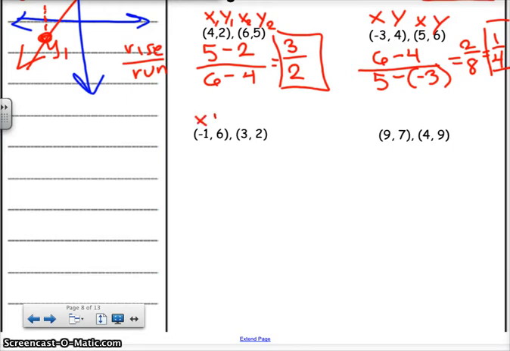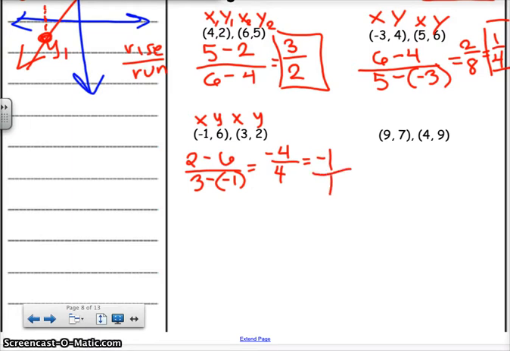Okay, again, x, y, x, y. Y sub 2. Which one's my second y? 2, minus 6, over 3 minus a negative 1. Negative 4 over 4, which is a negative 1. And if I can make it a whole number, I make it a whole number. I don't write negative 1 over 1, but it is really, truly negative 1 over 1. We try to just hide that 1 if we can.